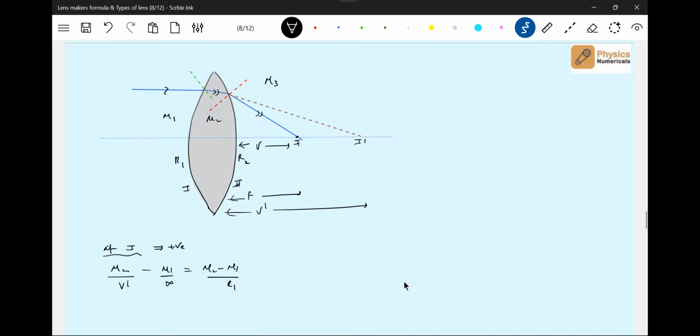Need not to substitute this. Similarly, at refraction at the second surface, towards right, the incident ray is moving towards right, so this should be positive. So mu1 v minus mu2 v dash. This will act like an object for the second surface.